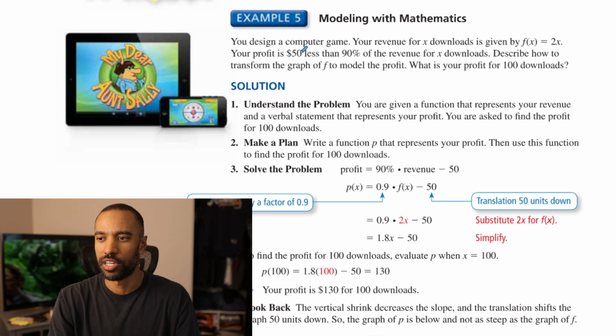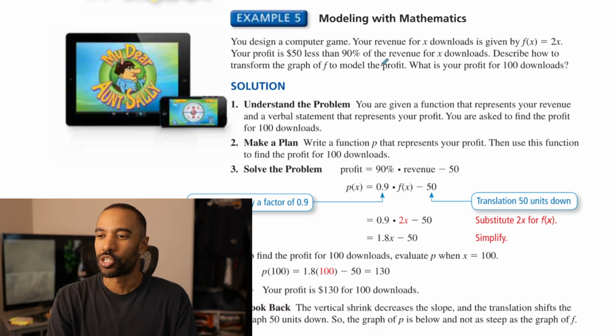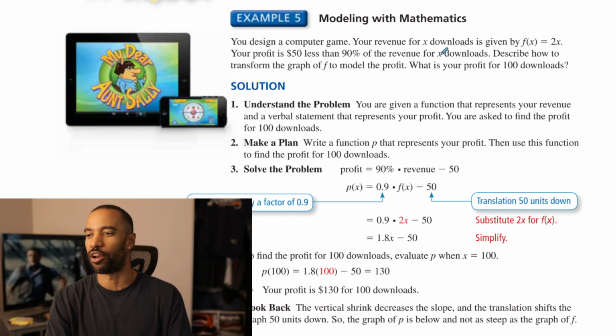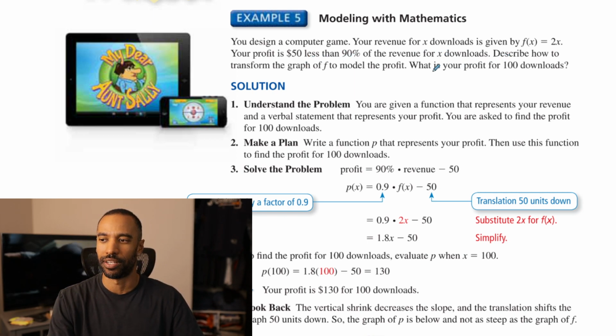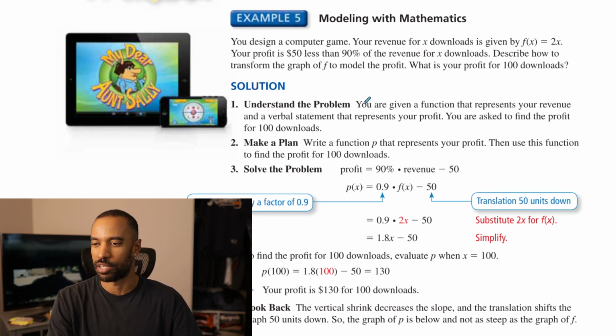Your profit is $50 less than 90% of the revenue for x downloads. Describe how to transform the graph of f to model the profit. What is your profit for 100 downloads? Those are two different parts, by the way. Okay, let's read what they say, and then we'll see if I should expand more.